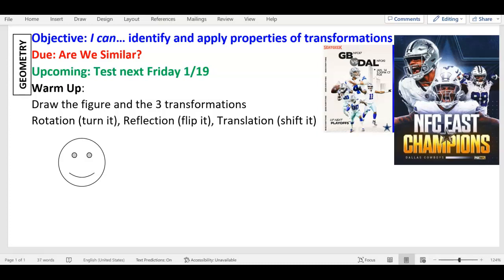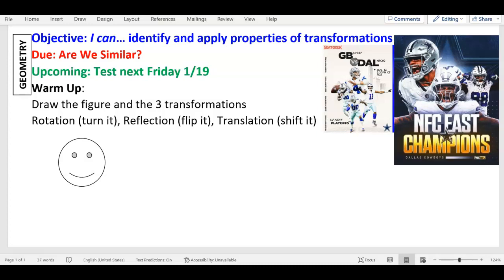Tuesday, Wednesday of next week are notes on dilations specifically, and then Thursday, Friday of next week is review and test. Okay, that's coming up. So let's talk about transformations.